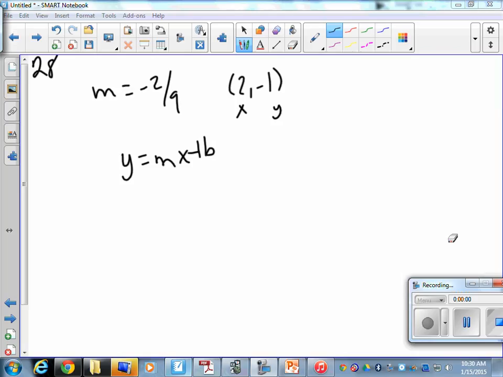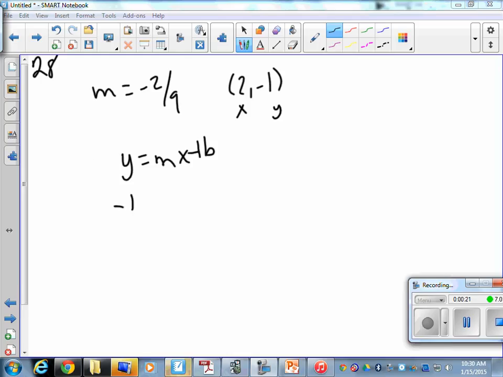All right, I'll start with number 28. We're given that the slope is -2/9 and that it goes to the point (2, -1). To write the equation of the line, you need two things. You need the slope, which we know is -2/9, and you need the y-intercept, which I don't know. So I'm going to use (2, -1) for my x and my y. I'm going to plug into this formula and find b.